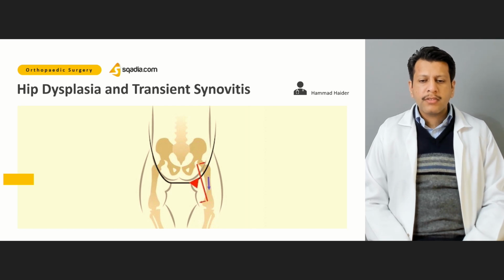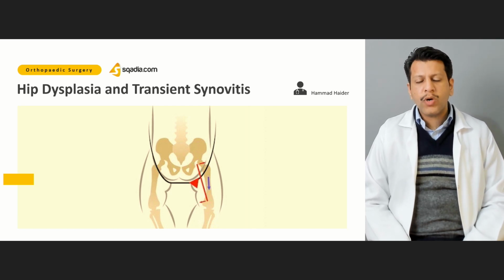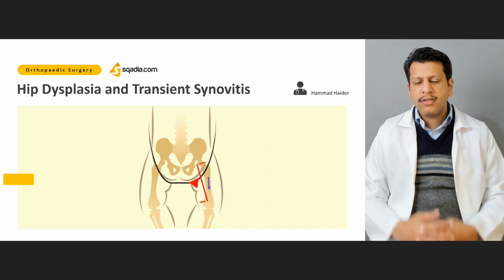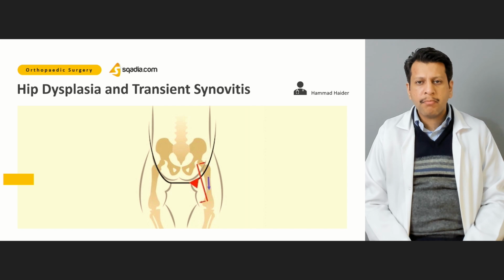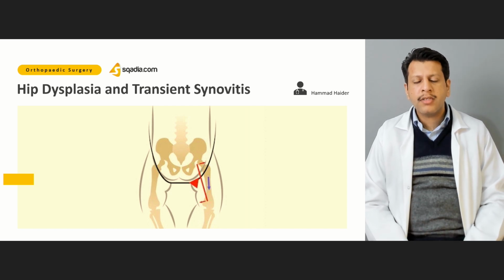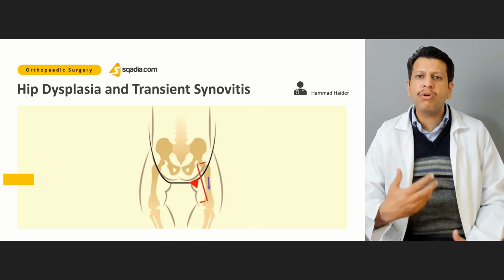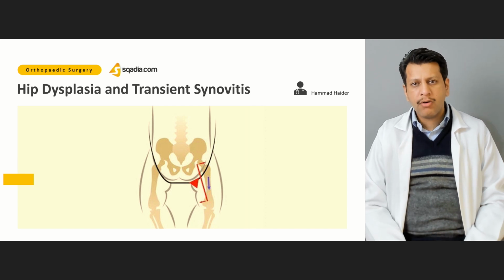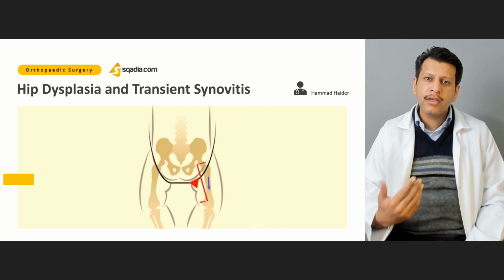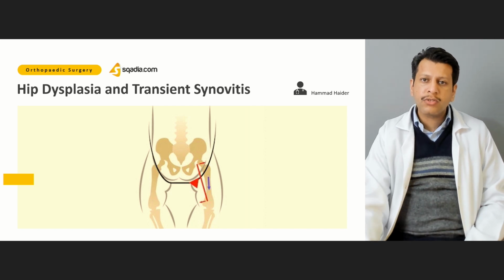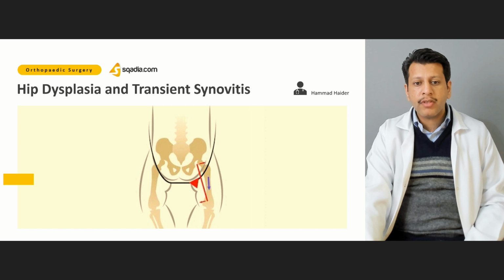Hip dysplasias and transient synovitis. What are hip dysplasias? As you know, initially they were called congenital developmental dysplasia or congenital hip dysplasia, also called CHD, but now it is called developmental hip dysplasia, that is the DDH. Why is it called a developmental dysplasia of the hip?